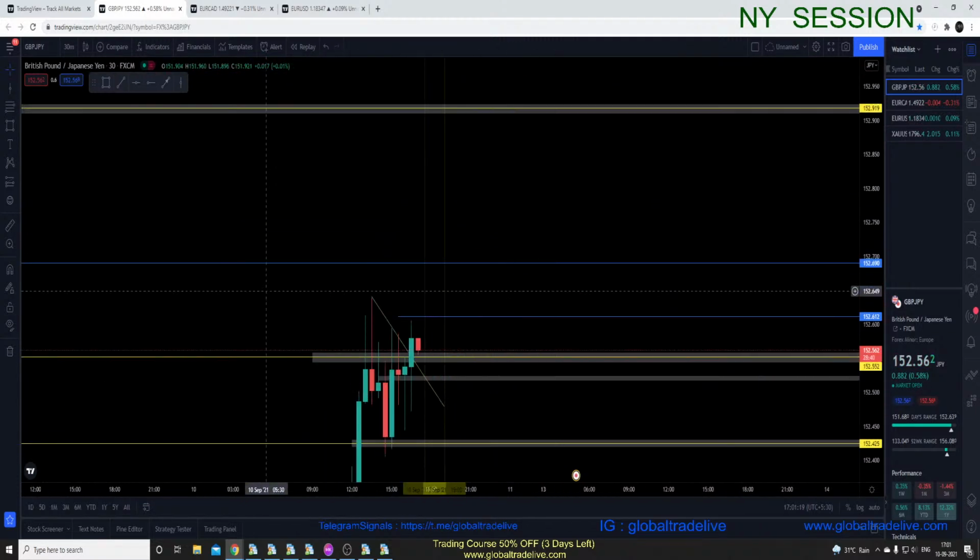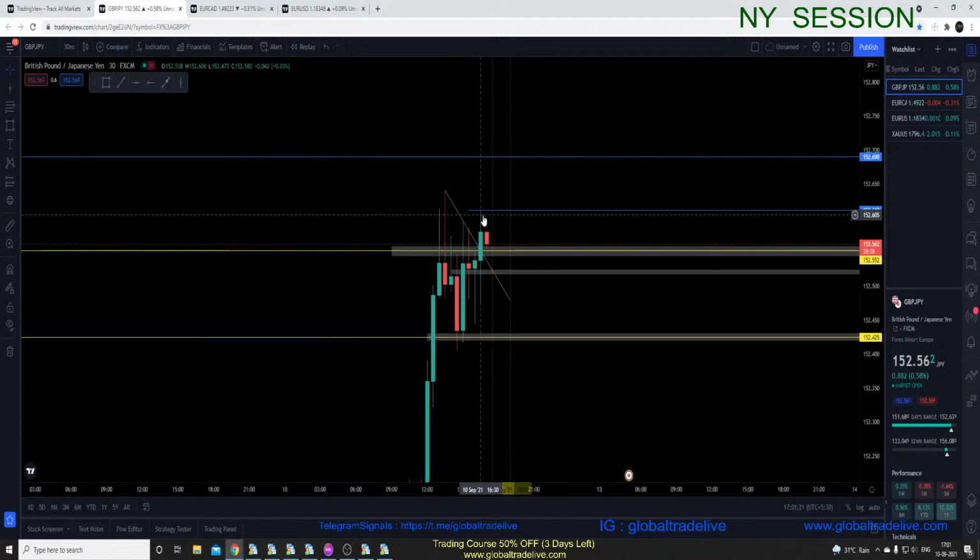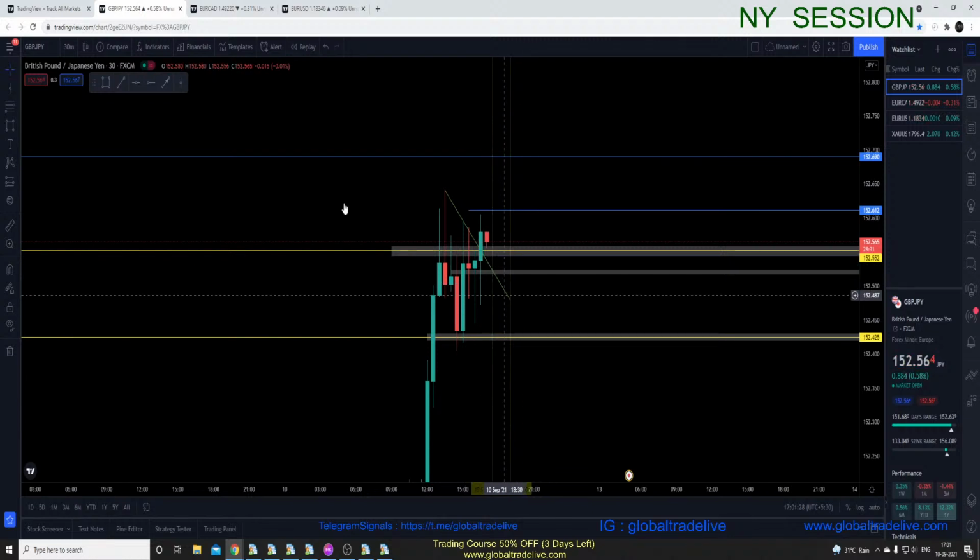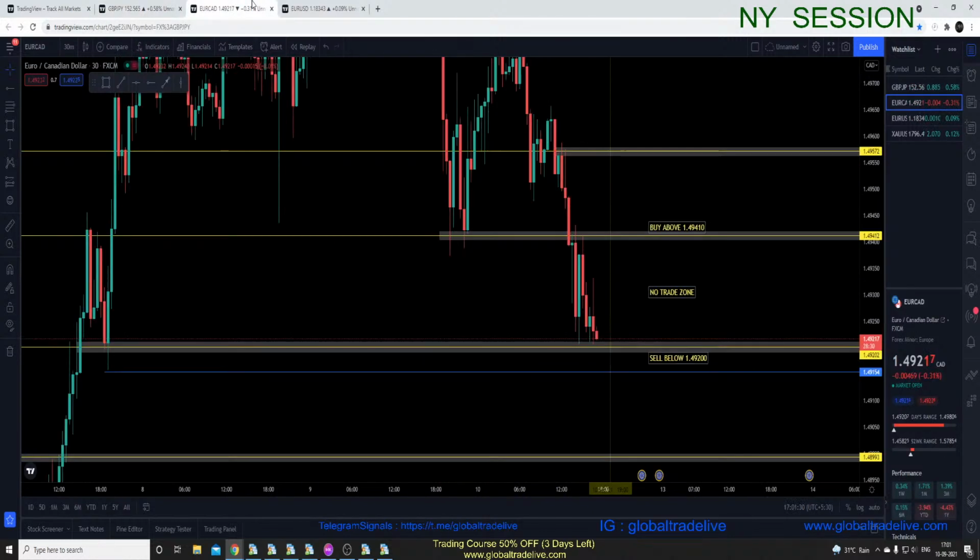But another thing can happen here, that this candle will not break the high and will close back in the range, just to make this a fake out move, and then it will be going down. So EuroCAD, a new candle just started over here. Let's see how this will be going.